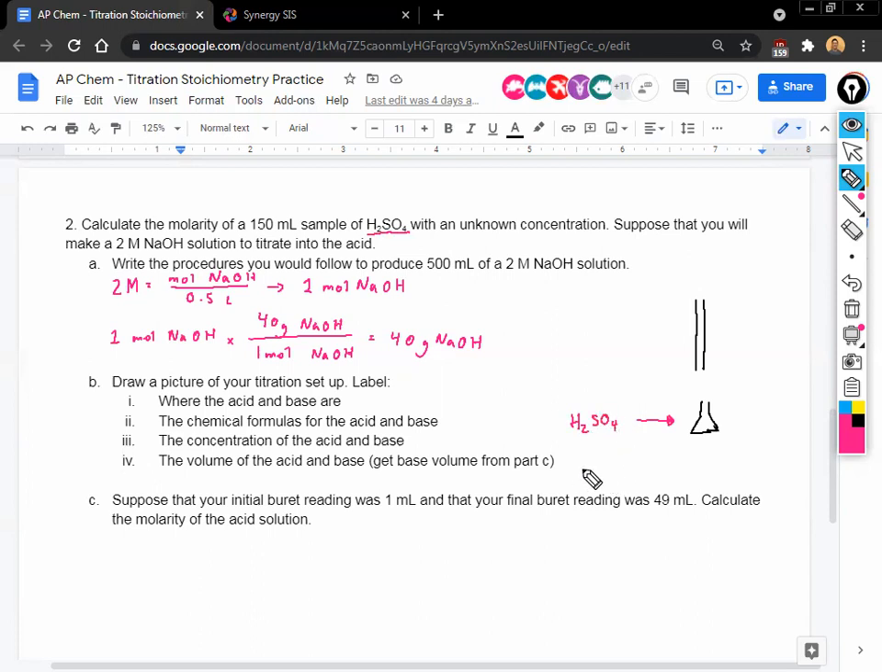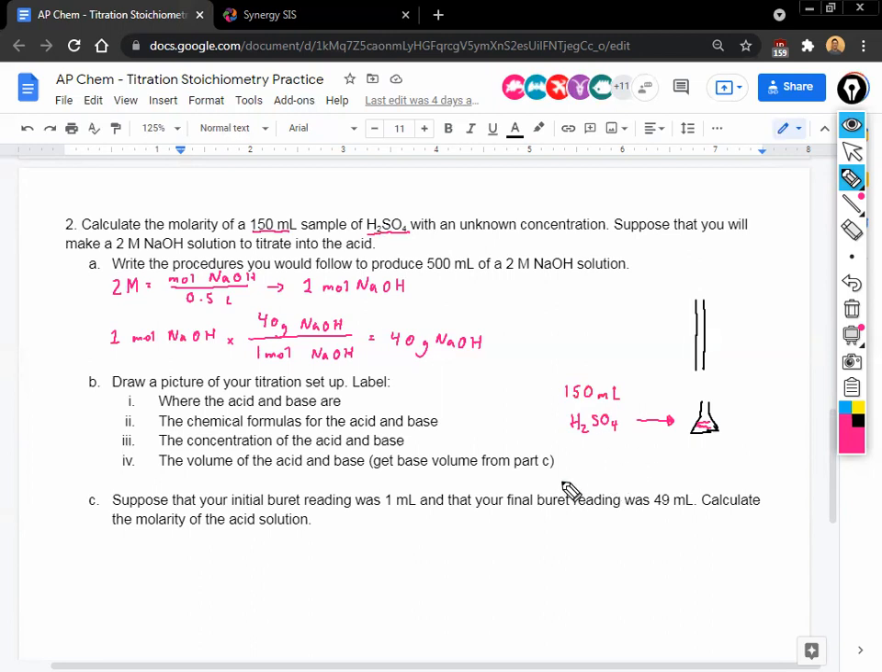Okay, what's the volume of acid inside of the flask? How much acid is there? What's the volume? Yeah, 150. It says that there's a 150 milliliter sample. So inside of this flask, we have 150 milliliters of sulfuric acid.